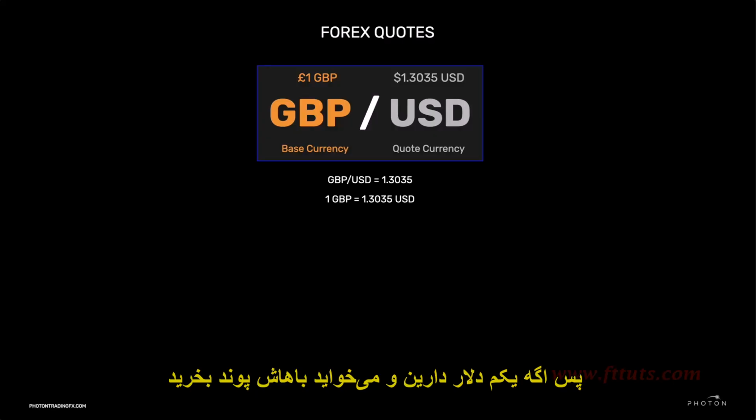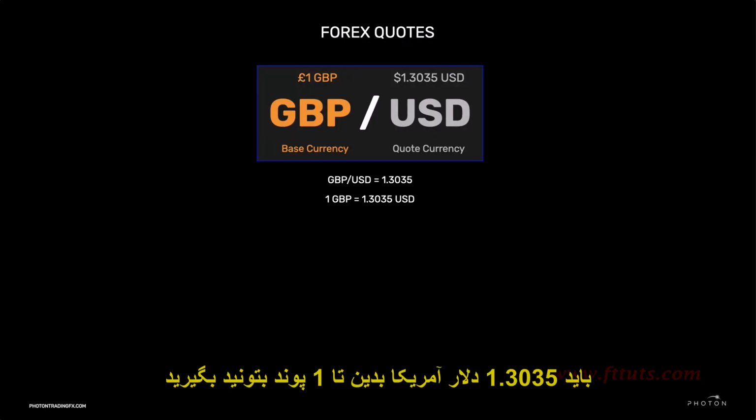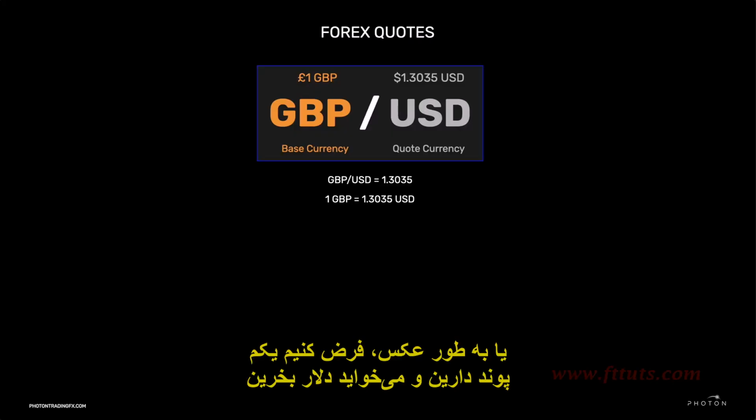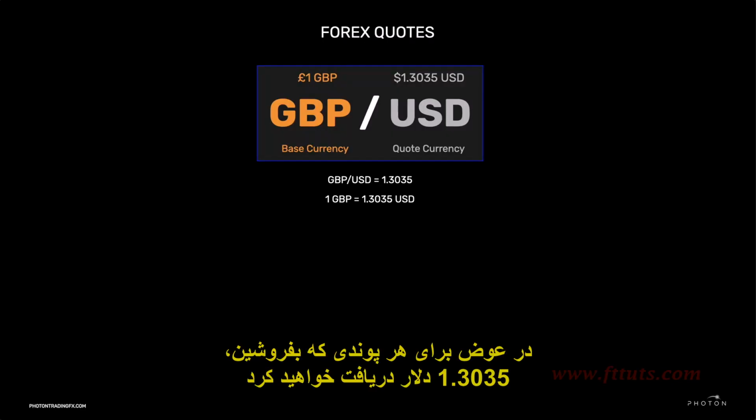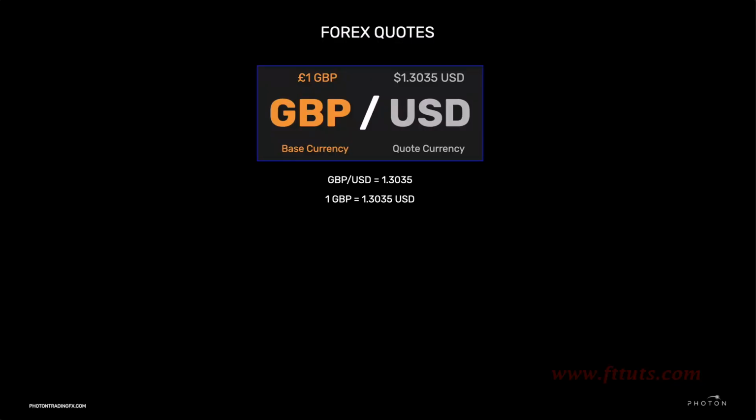So if you have some US dollars and you want to buy some pounds with them, you would have to pay 1.3035 US dollars for every pound that you want, or the other way around. Let's say that you have some pounds that you want to buy dollars with, then you would receive 1.3035 US dollars for every pound that you then sell.